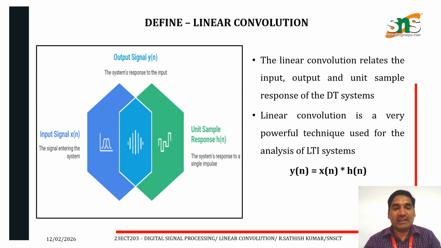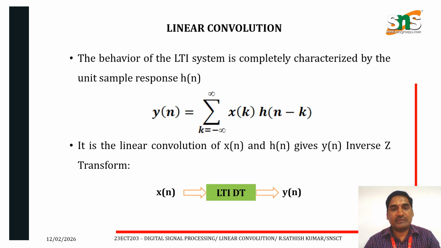Next one, define input signal x of n, the signal entering the system, and then the unit sample response h of n, the system response to a single impulse, and then output y of n, the system response to the input. The linear convolution relates the input, output and unit sample response of the DT systems. Linear convolution is a very powerful technique used for analysis of linear time invariant systems. y of n is equal to x of n convolved with h of n.